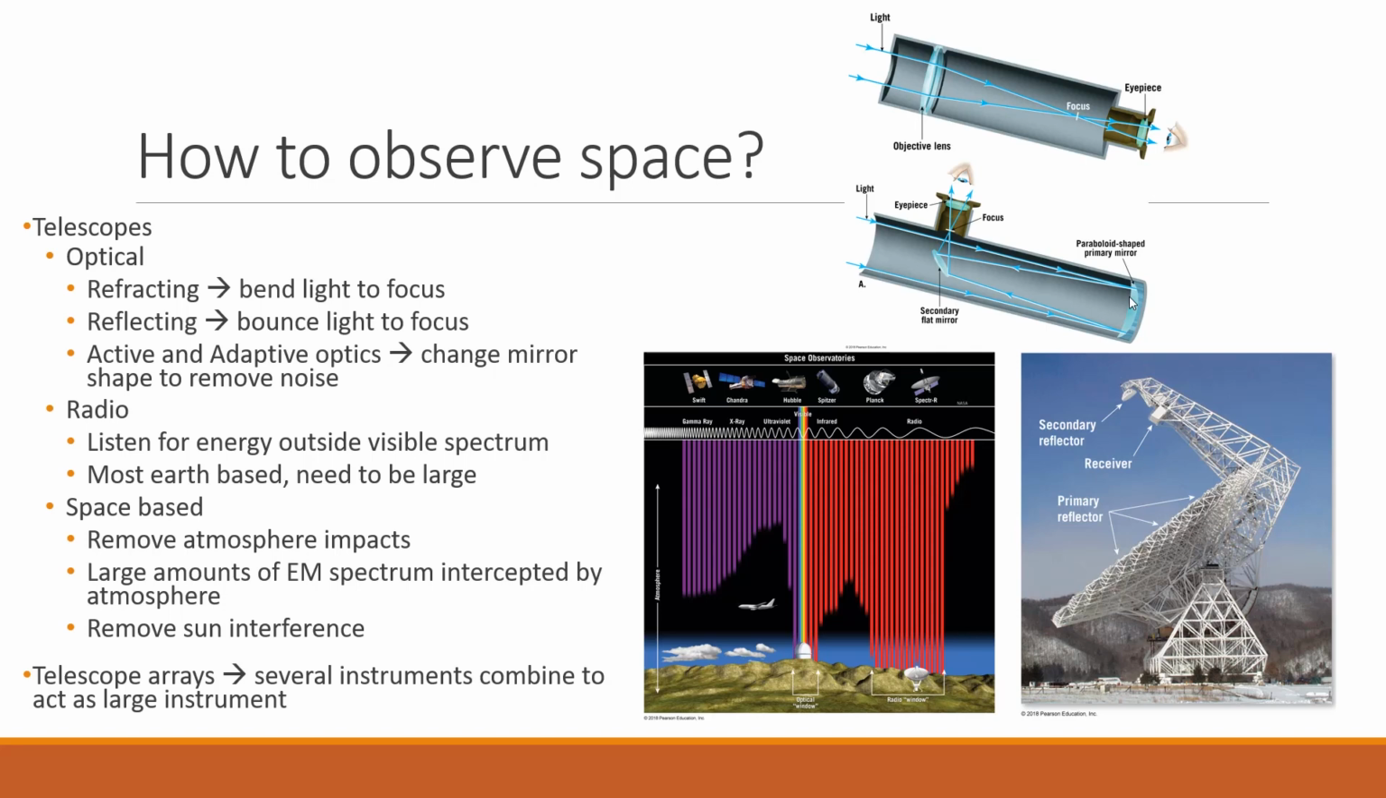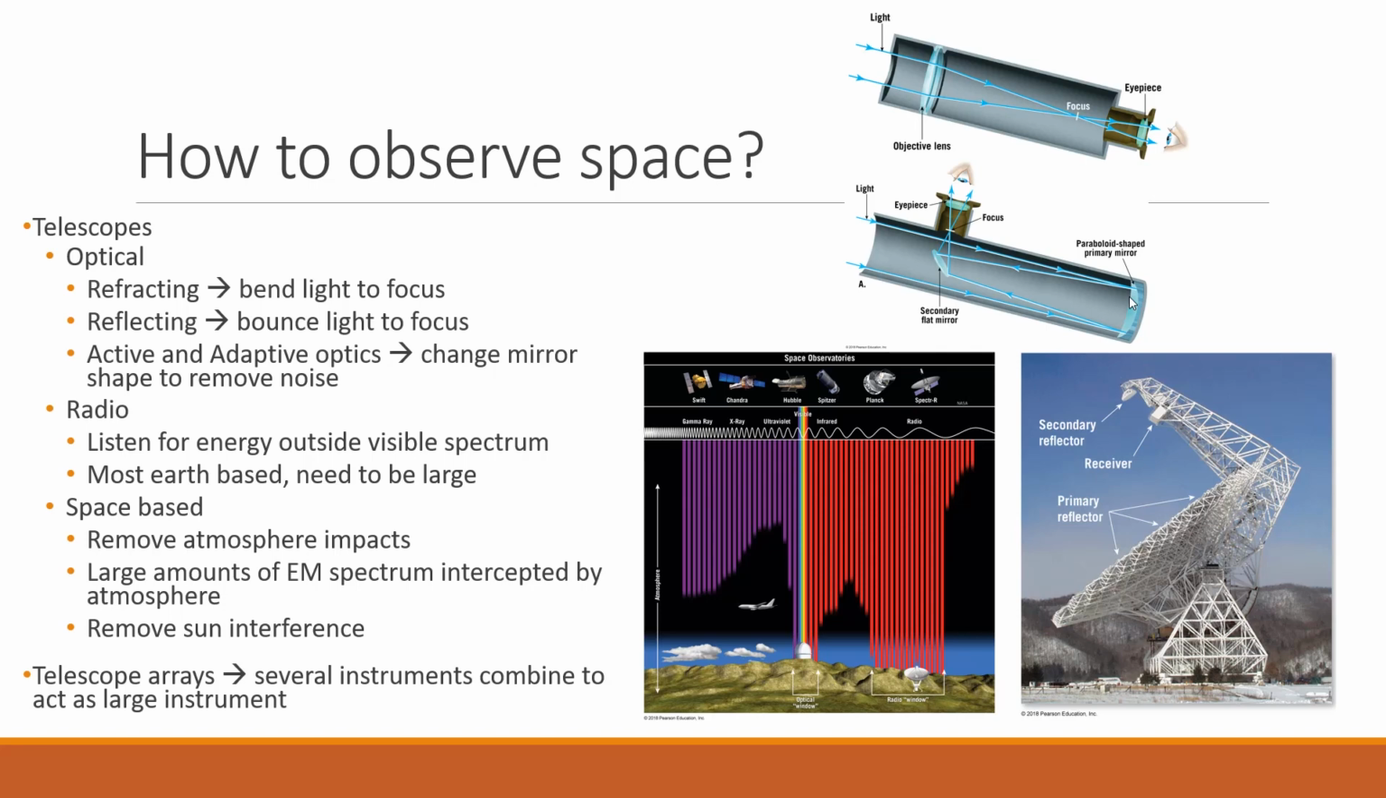The other thing we can do with reflecting telescopes is we no longer need to have a single mirror. We can actually make a large mirror that is in sections, and we can change the shape of the mirror with those sections. It's much easier to modify mirrors than it is the transparent lenses that we use in refracting telescopes.